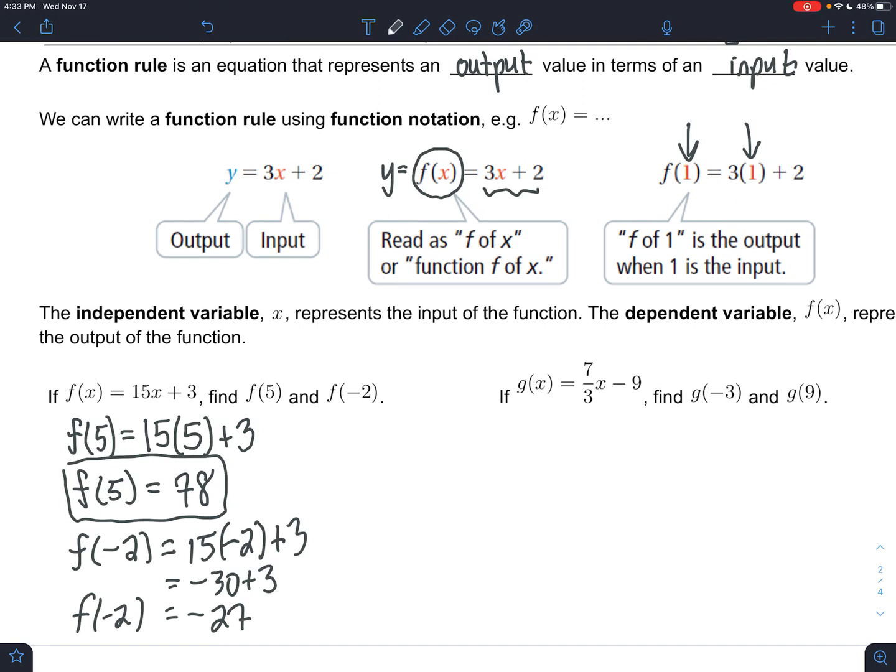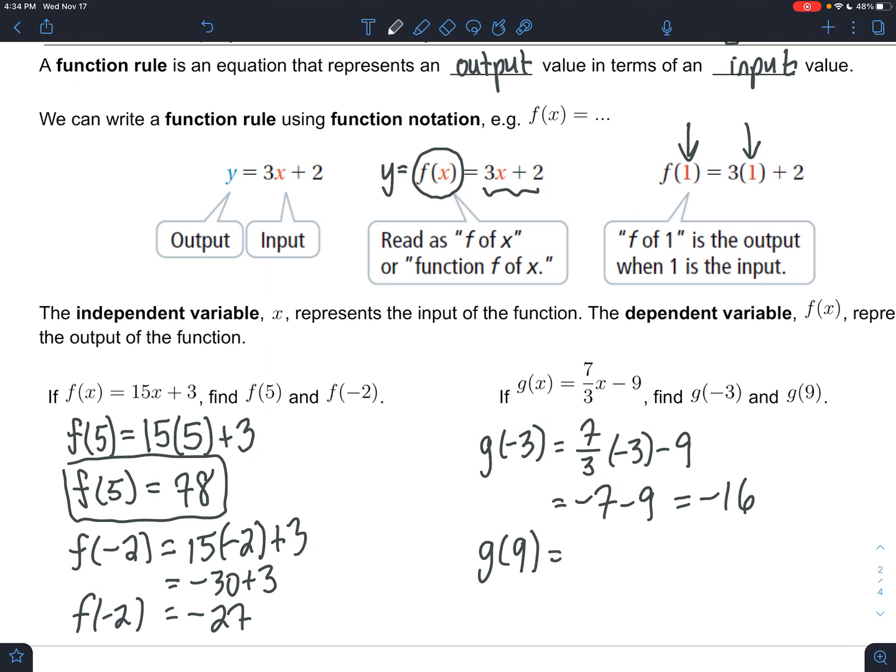Okay, go ahead and pause the video and try G. Try and figure those out. All right, I'm not going to explain much of it, I'm just going to show the work here. Once you get the hang of it, it's not bad at all. So this is saying that you plugged -3 into G. G is just another name; you could use any letter you want. We like to use F, G, and H. But you plugged -3 into the function, and it gave you -16 in return.